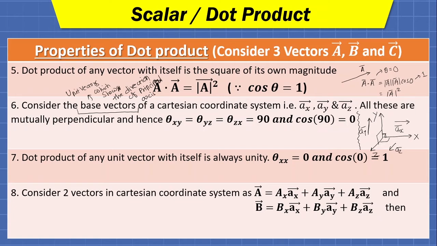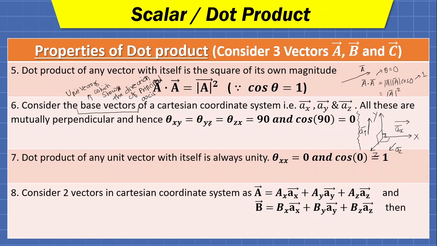Fine. So for Cartesian coordinate system, ax bar, ay bar and az bar are called base vectors. We will discuss cylindrical coordinate system and spherical coordinate system as well. So at that time the base vectors will be changed. So all these are mutually perpendicular. That means all these principal axes are making 90-degree angle with each other.